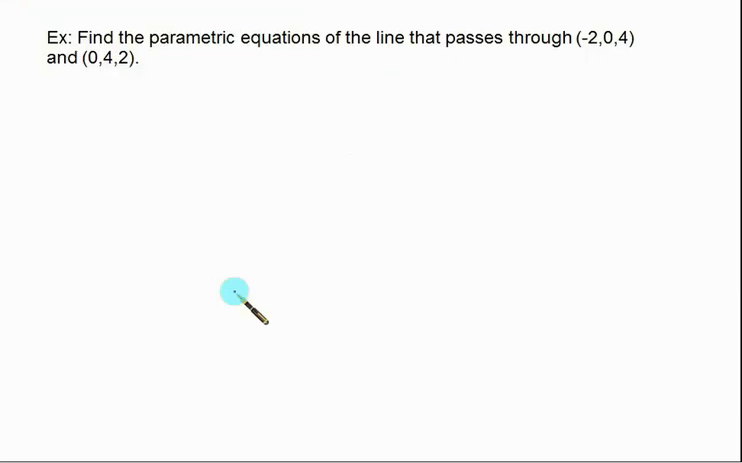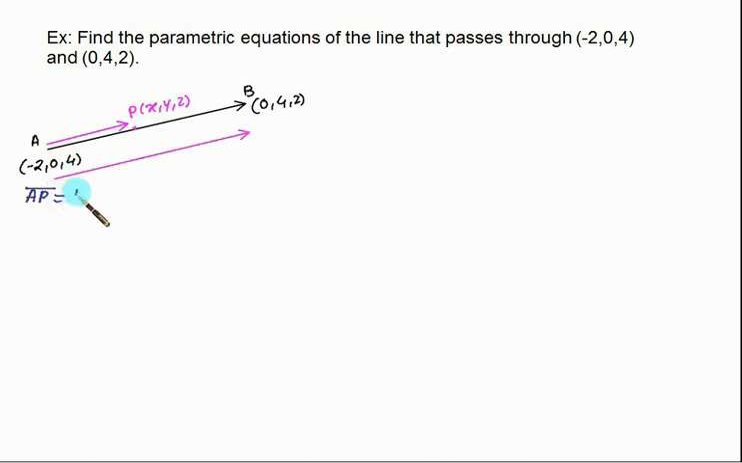So take one example based on this one. Find the parametric equation of a line that passes through the points minus 2, 0, 4 and 0, 4, 2. So let's consider point A here, minus 2, 0, 4 and point B here, 0, 4, 2. And let's consider any point in between A and B, the current point on the line, P equal to x, y, z. So first of all, we'll form the vector AB bar. So AP bar will be equal to t times AB bar.